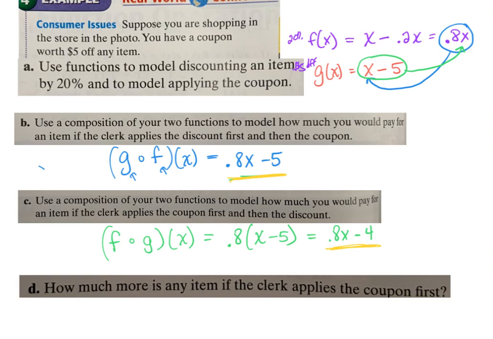So it's just a composite one way or the other. Now, the last question. How much more money is any item if they apply the coupon first? So I'm just going to subtract them. I'm going to take my 0.8x minus 4 minus, this is an addition or subtraction of two functions, 0.8x minus 5. Combine my like terms. 0.8x minus 0.8x, those cancel. Negative 4 minus a negative 5 is 1. So if they apply the coupon first, I'm paying $1 more for any item. It doesn't matter how much the item costs. I'm paying $1 more because nowhere in here did I actually put in what I paid for the item.